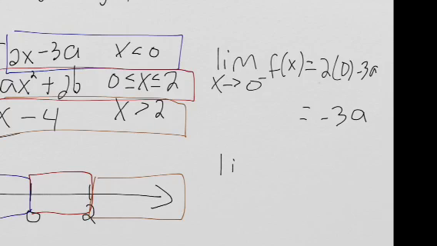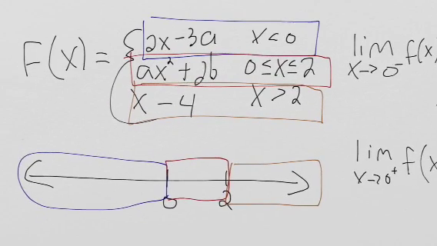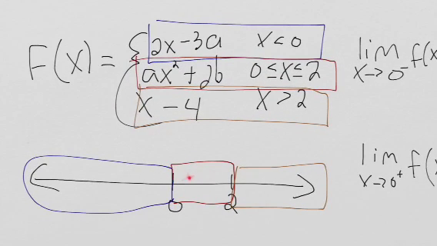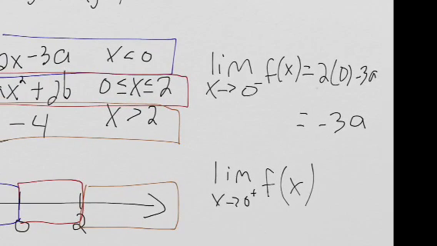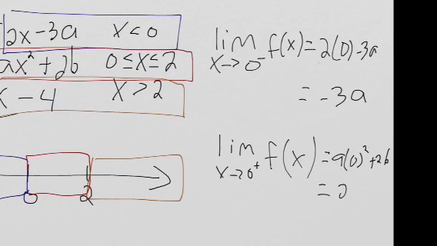What about the limit as x approaches 0 from the right of f of x? Well, this time, again going back to my number line, approach 0 from the right. I'm in this red section, so I'm going to use this function. So I plug in 0 for x again. I get a times 0 squared plus 2b. So then our limit is just equal to 2b.